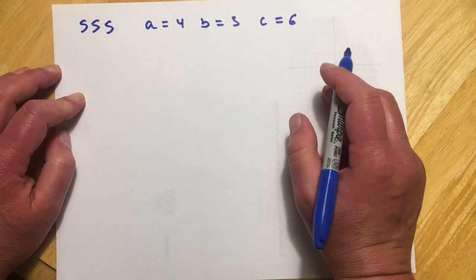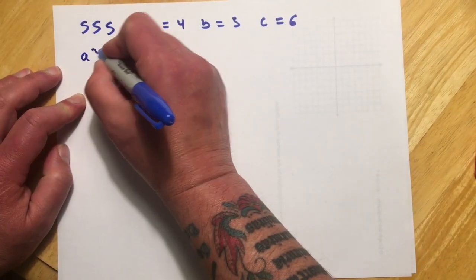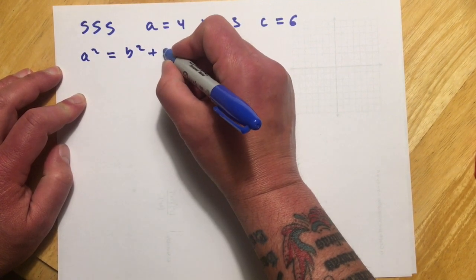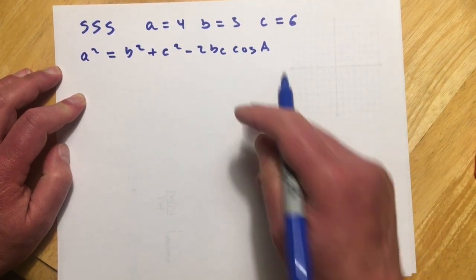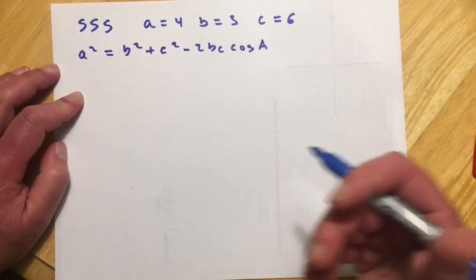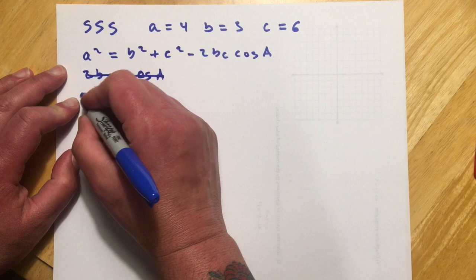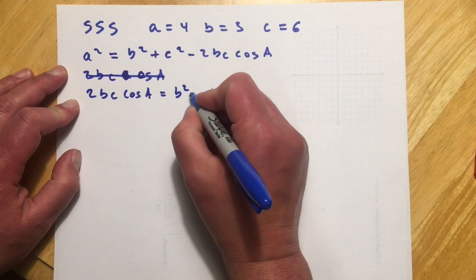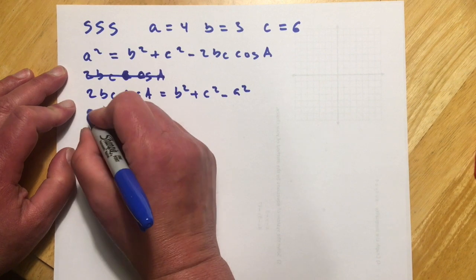Okay, so this is side, side, side. We have a, b, and c, and we're looking for angles. I'm just going to arbitrarily pick a squared and solve for A first, but again, that's arbitrary. So I need to solve for cosine A. That's the same math I did in the last problem towards the end. I'm going to bring the a over, and bring this over. So 2bc cos A equals b squared plus c squared minus a squared, and then divide over the 2bc.